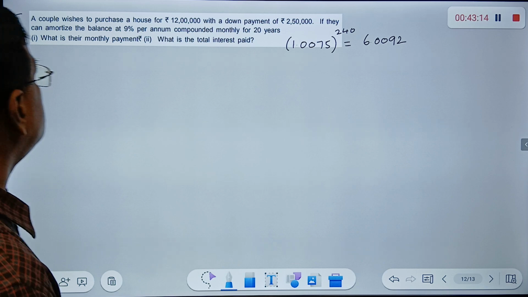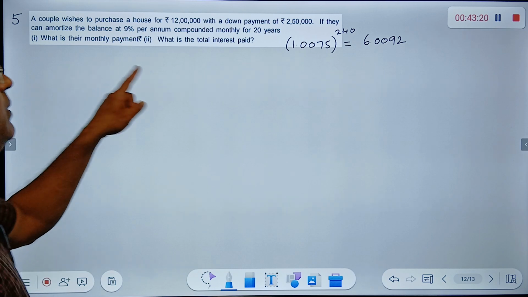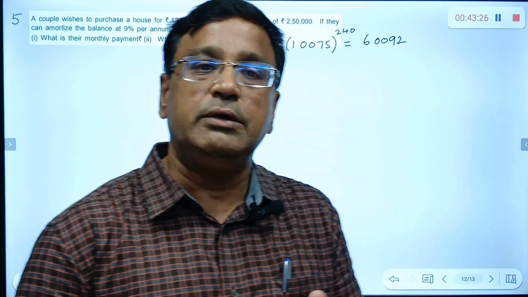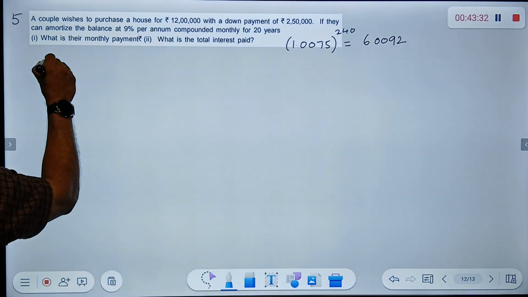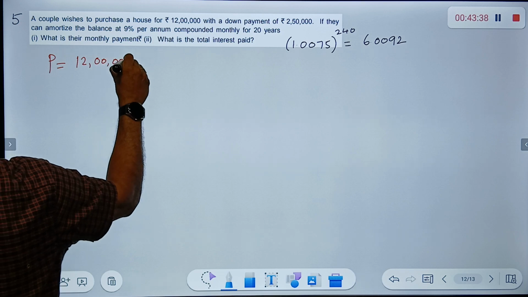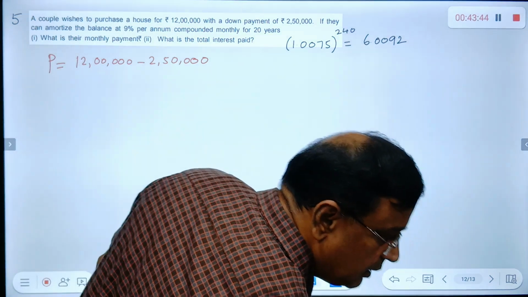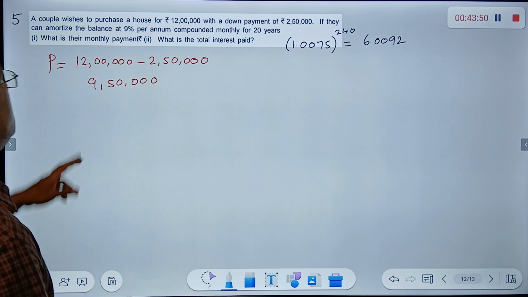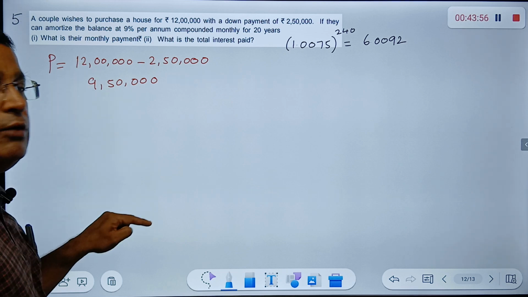A couple wishes to purchase a house for 12 lakhs with a down payment of 2,50,000. So what happens is, they have 2,50,000 with them. So what will they do? They will pay that as an advance. Once they pay that as advance, your principal will no longer be 12 lakhs. It will be 12 lakhs minus 2,50,000, because you already paid this much amount. So the subtraction will be 9,50,000. So your loan amount, even though your house cost 12 lakhs, since you already paid 2,50,000 in the beginning itself, your interest will be calculated only for 9,50,000.